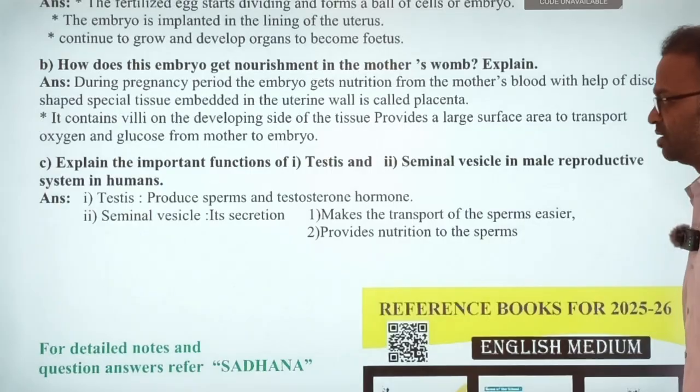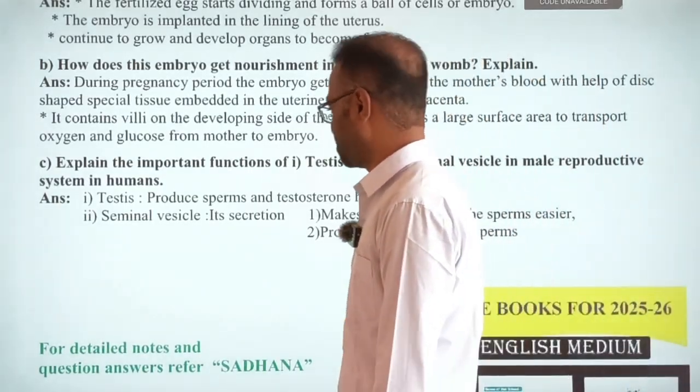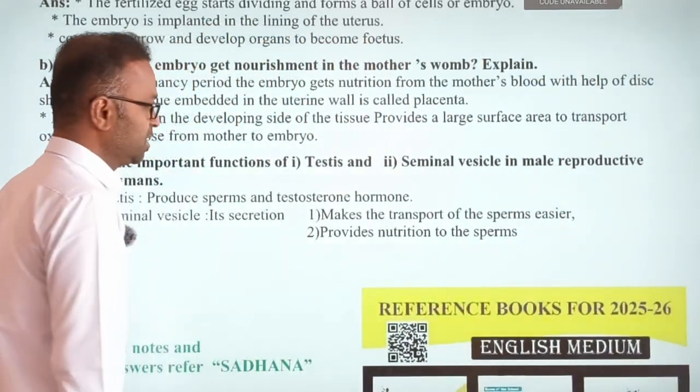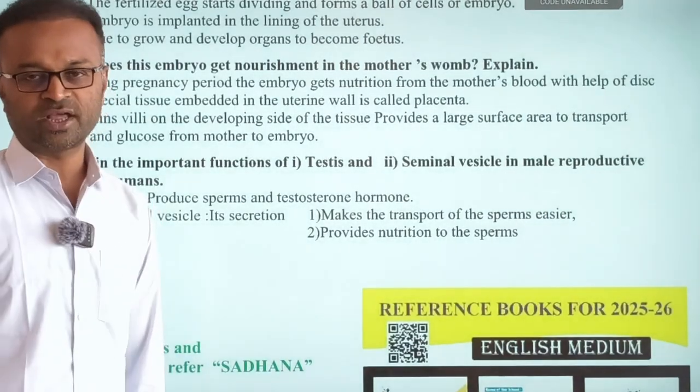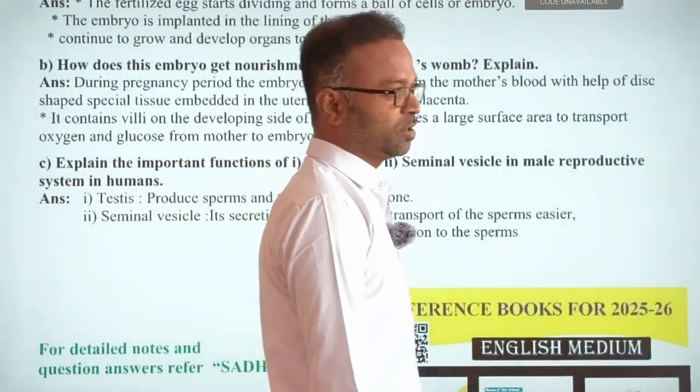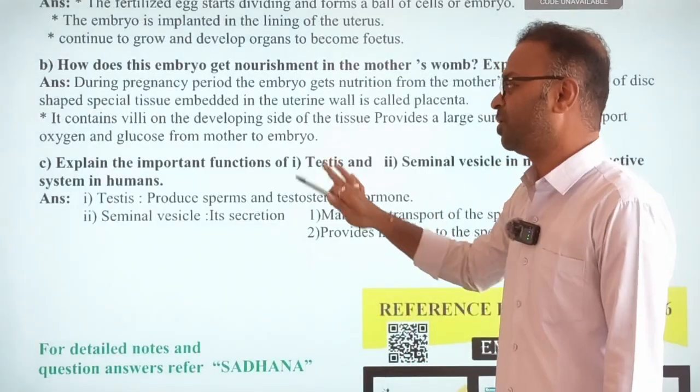Explain the important functions of the testis and the seminal vesicle. Testis produces the sperms and testosterone hormone. Seminal vesicle makes the transport of the sperm easier, and also provides nutrition for the sperms. So this is all the biology part.